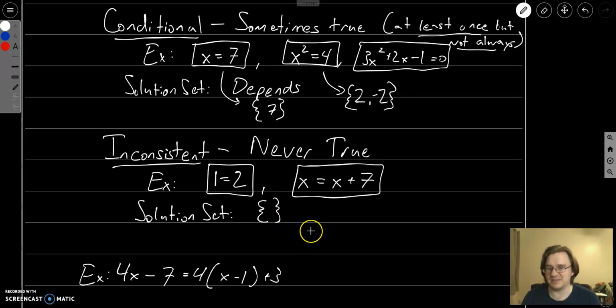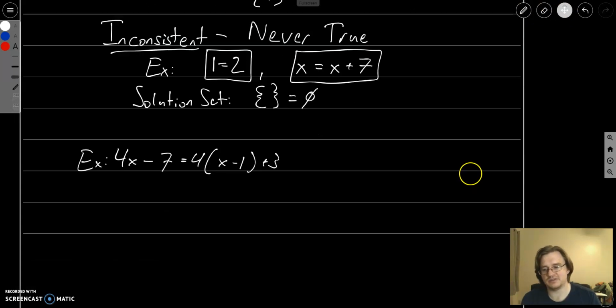in there. It's empty. Or the more common solution that you'll see in the homework is going to be a circle with a line through it, meaning there are no solutions. The solution set is empty. So let's look at a couple of examples.